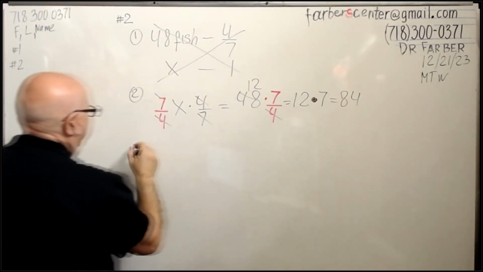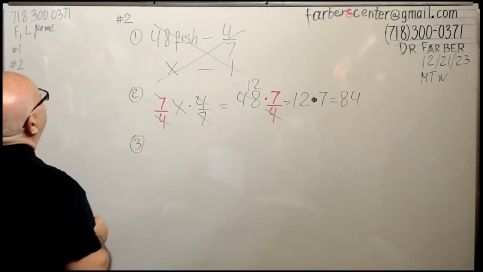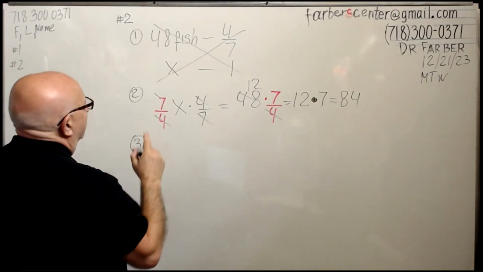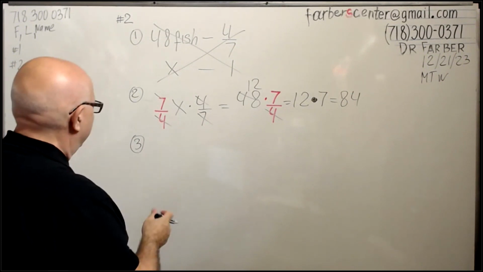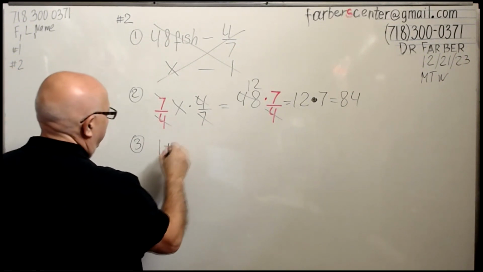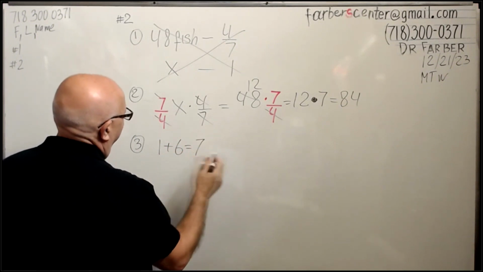Step number 3. Number of people. 1 fisherman plus 6 friends. How many? 6 friends here? Yes, 6 friends. So 1 plus 6, 7 friends, 7 people.